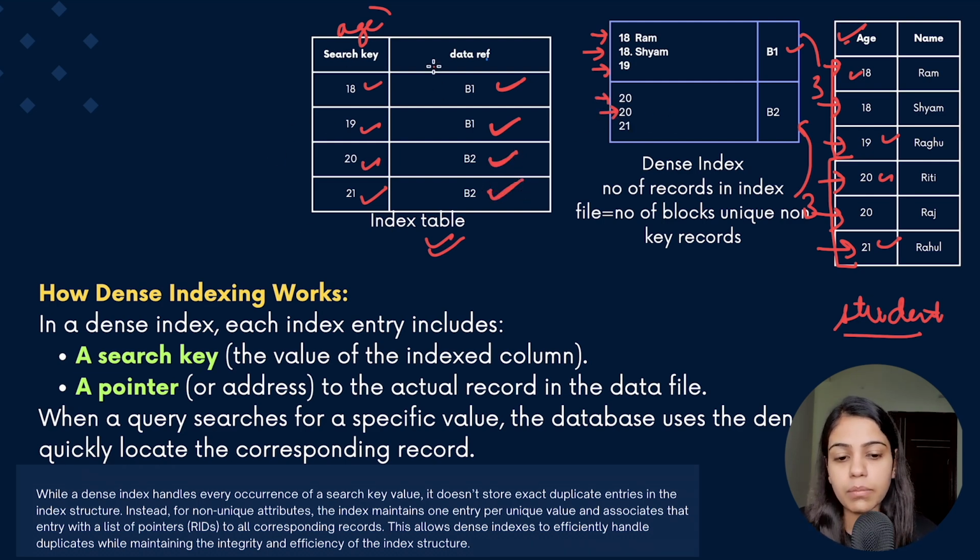So here you can see that the number of entries present in the dense index is equal to the number of unique non-key records. Unique non-key records are present as search keys in the dense index table.